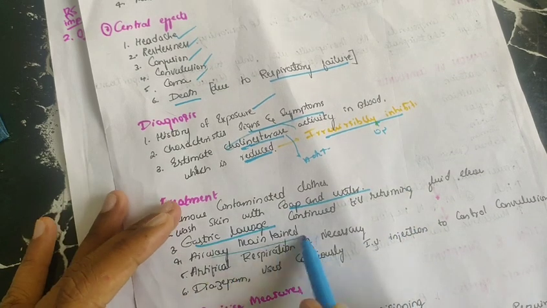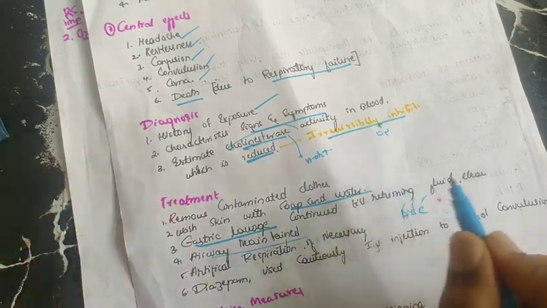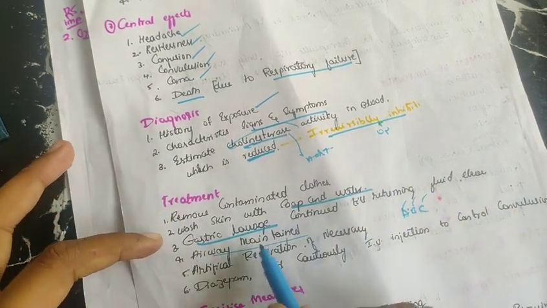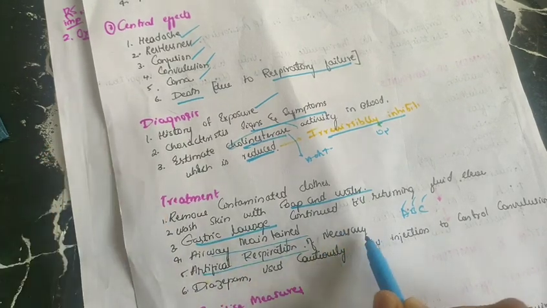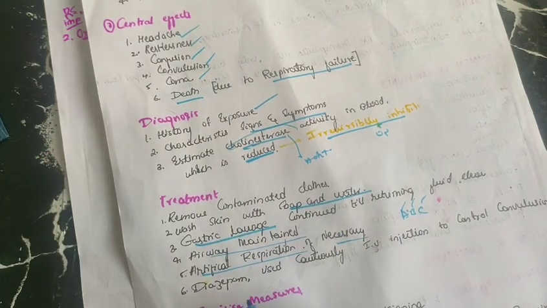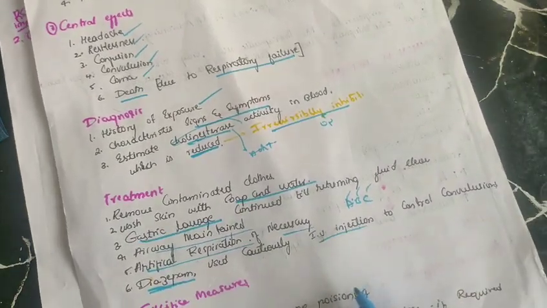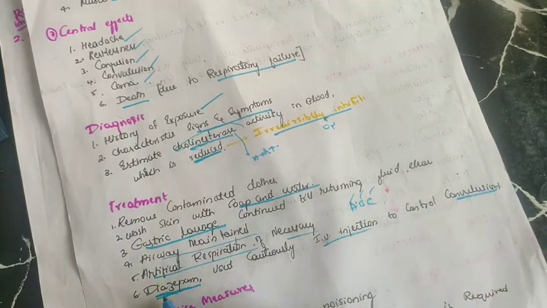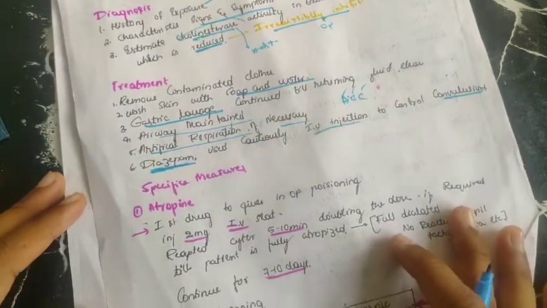And airways should be maintained. A, B, C should be there: airways, breathing and circulation we have to check. If the airway is not maintained, we have to provide artificial respirators if necessary. And diazepam should be given through the IV route to control convulsions. These are the general treatments for OP poisoning. And specific measures we'll see.